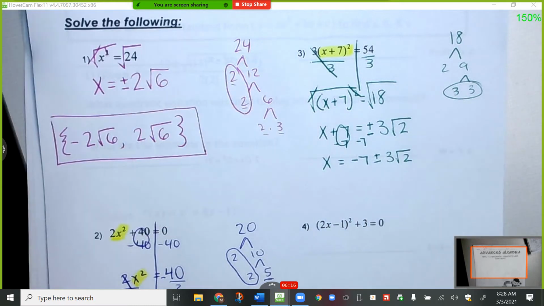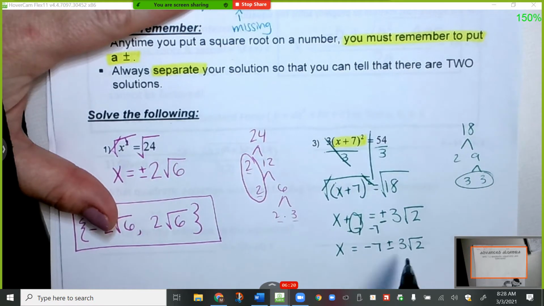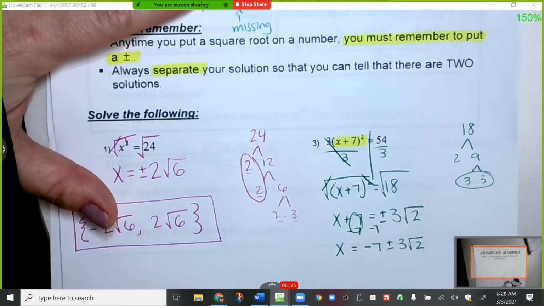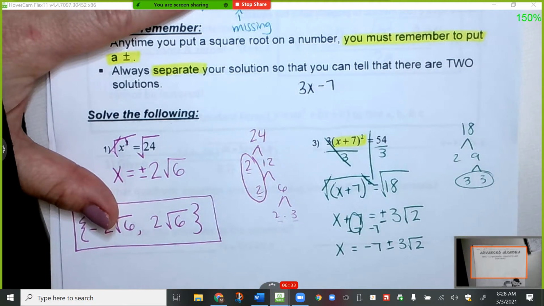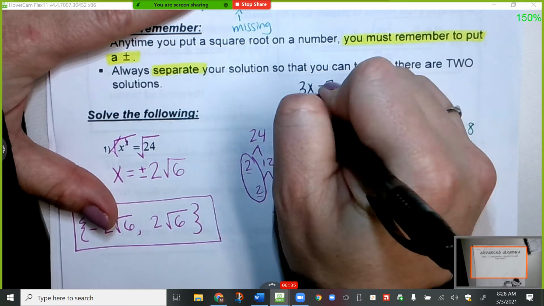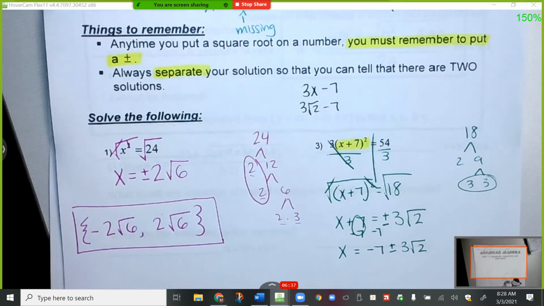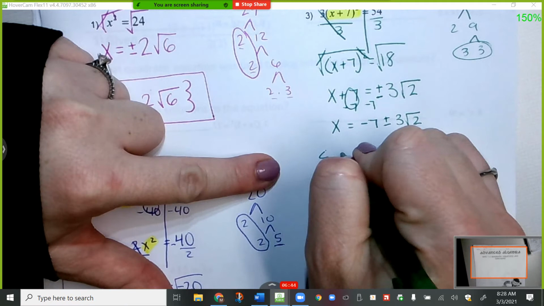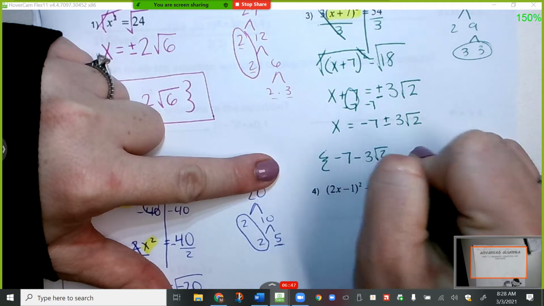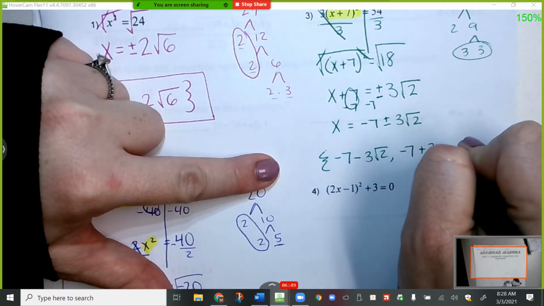Now, one thing I want you to remember, I believe we talked about this a little bit yesterday, is we treat these square roots or radicals as a variable almost. Because if I have 3x minus 7, can I combine those? No. So same thing with 3 radical 2 and negative 7. We cannot combine those because they're not alike. So in the end, my answer is just this separated: negative 7 minus 3 square root of 2, negative 7 plus 3 square root of 2.